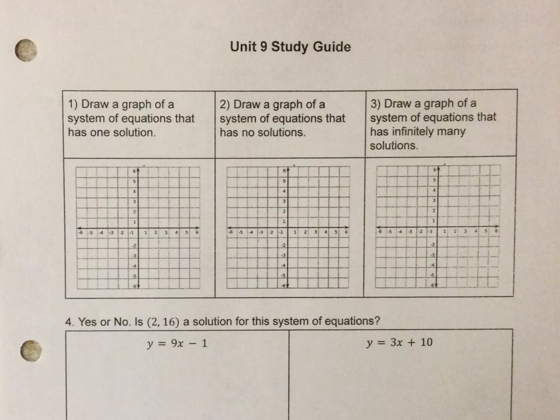This is your Unit 9 study guide. Number 1 says to draw a system of equations that has one solution. That just means I draw two lines that cross. Draw a system of equations that has no solution. Well, those are parallel lines. And draw a system of equations that has infinitely many solutions. And that's when I have two lines on top of each other.